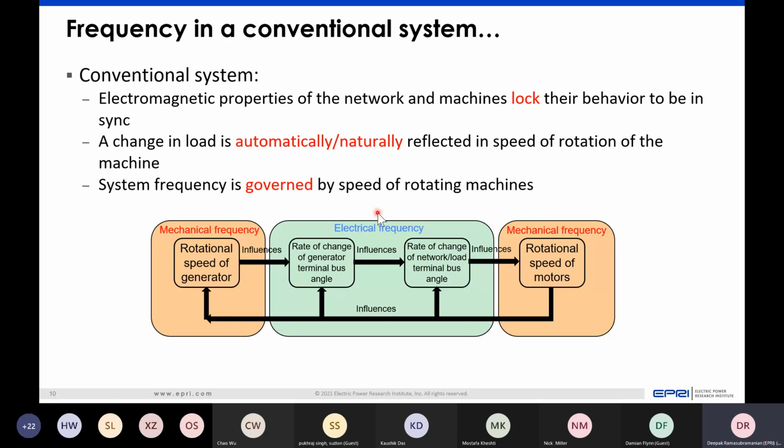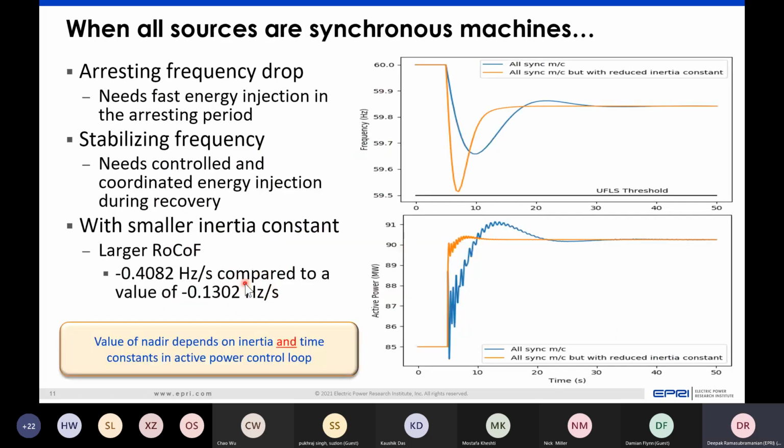And essentially, we can govern that speed by the speed of the rotating machine. Now, this is a figure you would have seen many times. Let's just look at it again: in this kind of scenario, when all sources are synchronous machines, you have an arresting period of frequency and you have a recovery period of frequency. If you have reduced inertia in the system, you have a faster rate of change of frequency, and you can have a faster rate of rise of frequency also if everything else is the same in the network without changing anything else. And the value of the nadir that you have depends not only on the inertia, but it depends on the time constants in the active power control loop also.